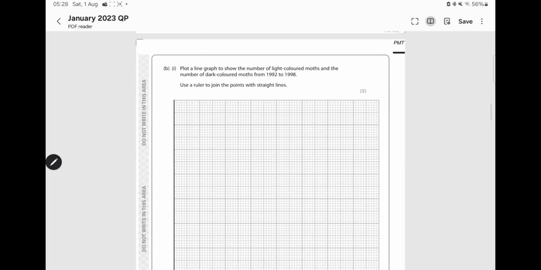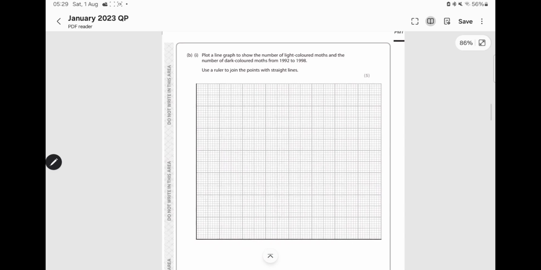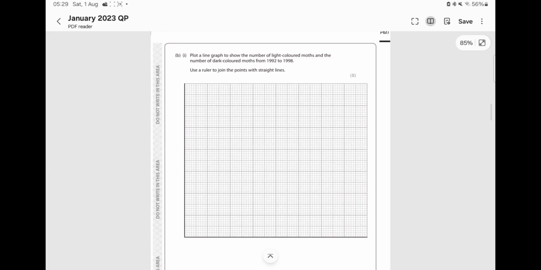Okay, for the next question, we have a graph, and we want to plot a line graph to show the number of light-colored moths and the number of dark-colored moths from 1992 to 1998. Use a ruler to join the points with a straight line. When you're doing any graph question for any IGCSE exam, you need to keep in mind a couple of things that you can do to get grades even if you don't know how to plot data.